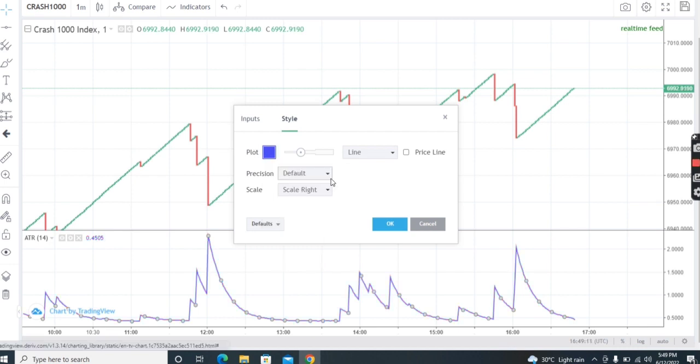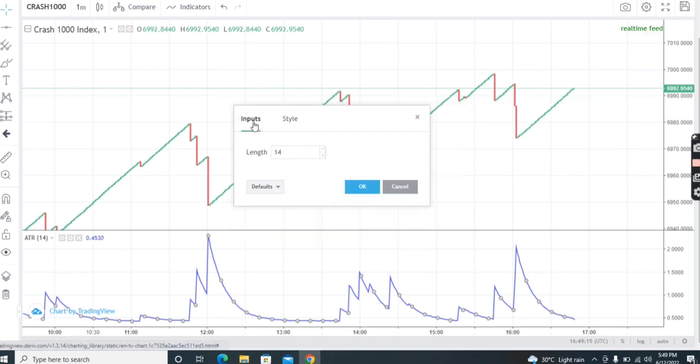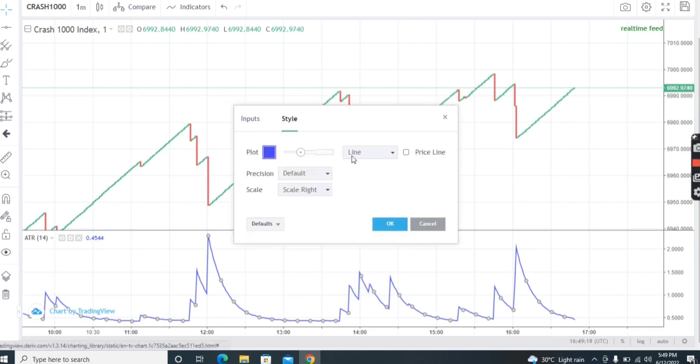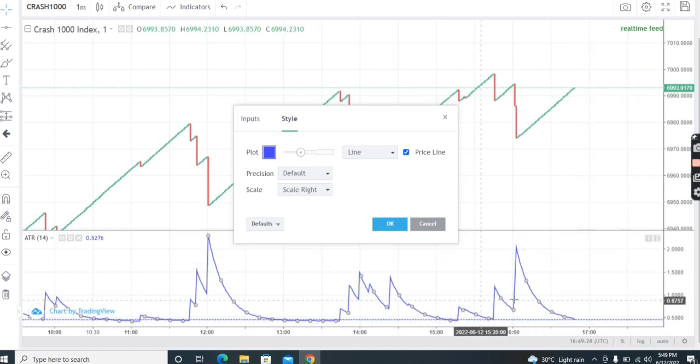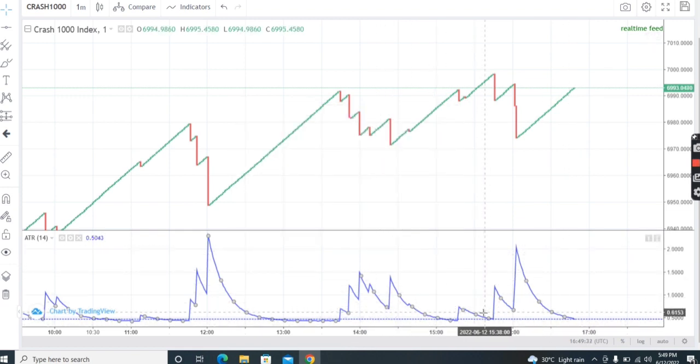I'll take the color blue, guys. And then for the input you can see it's on 14, so I'll leave it on 14 because that's what we'll be needing for this strategy. Then I'll just allow price line to show. So you click on price line, allow price line, then you click OK. So we are done with this indicator.